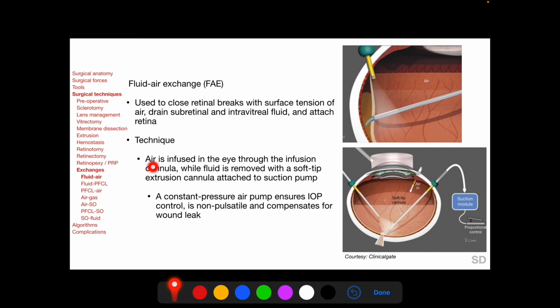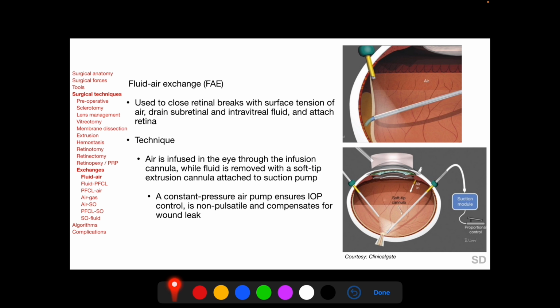Air is infused in the eye through the infusion cannula as shown here in this figure, while fluid is removed with a soft tip extrusion cannula attached to a suction pump. So in this figure, this is the portion of the vitreous cavity occupied by air, and this is the portion of vitreous cavity occupied by fluid. And as fluid is removed from the vitreous cavity by the suction pump, air occupies the entire vitreous cavity.